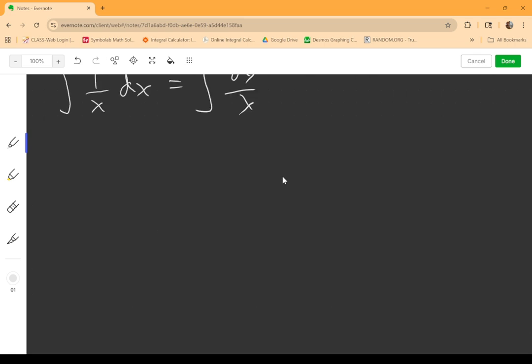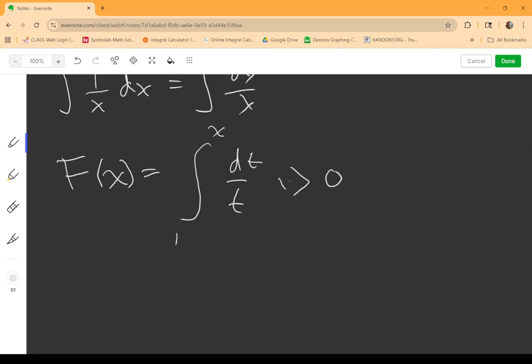Now, we do that by defining a function in this way. Capital F of x is going to be equal to the integral from 1 to x of dt over t. x must be bigger than 0. It can't be 0 here, because of the way it's defined, we'd be dividing by 0.